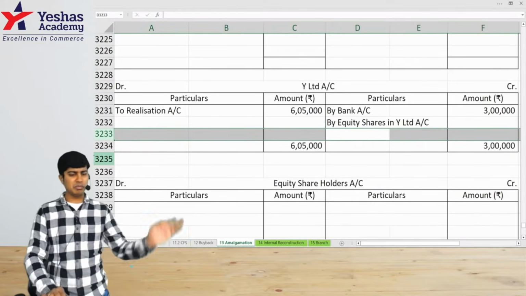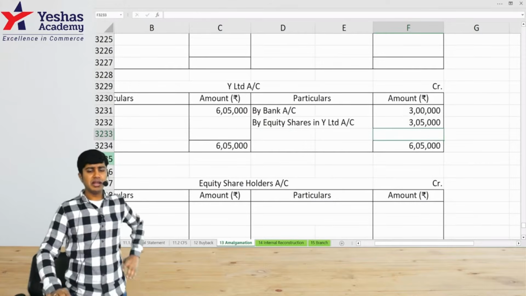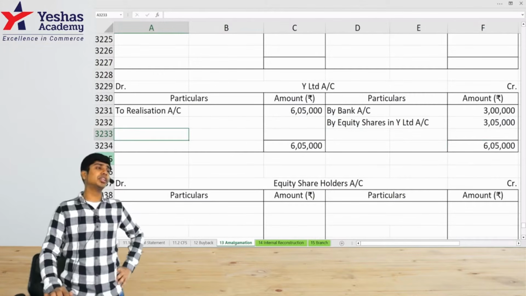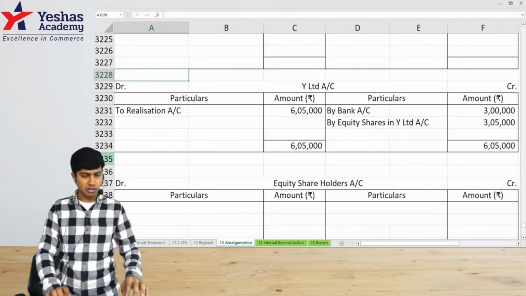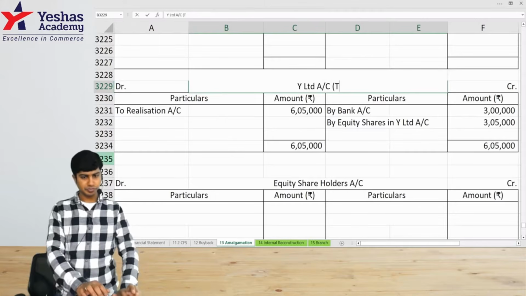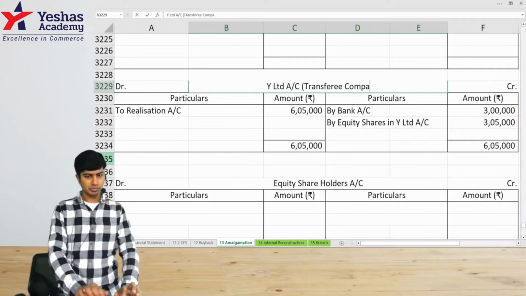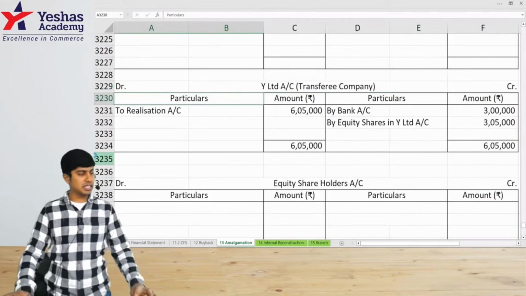Ignore that premium 25 and everything. Just write the amount, 3 lakh 5. That security premium separation should be shown in the books of Y limited, not in X limited. I hope everybody understood. Y limited is transferee. After this, PC is also received.